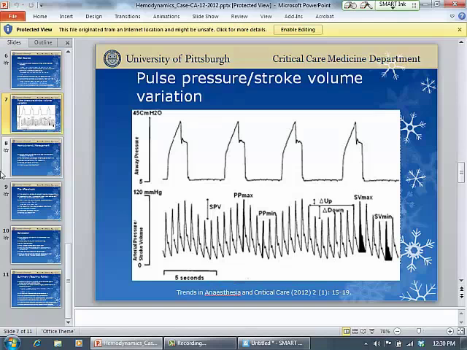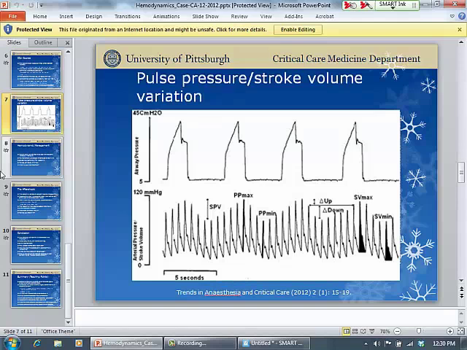So this is what his waveform looks like. Okay, and what am I showing you here? First of all, ventilator pressure curves. This is the airway pressure, and here's the art line. And what are you observing here? There's a stroke volume variation.